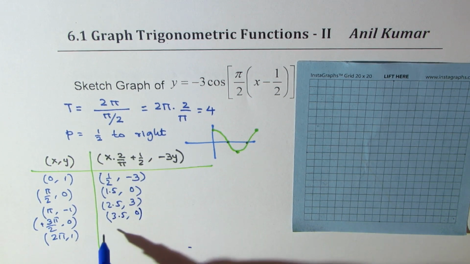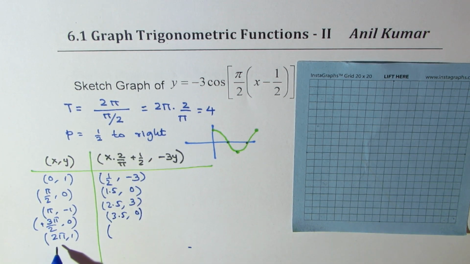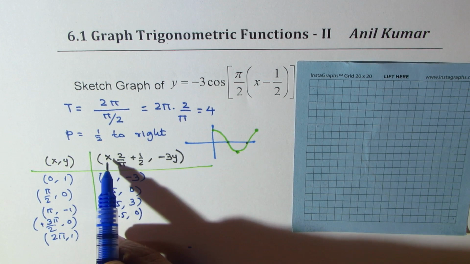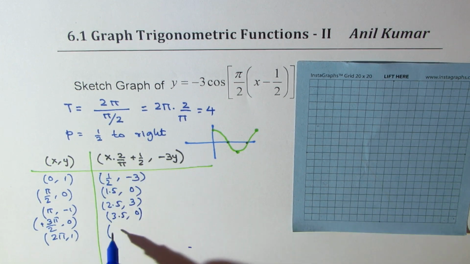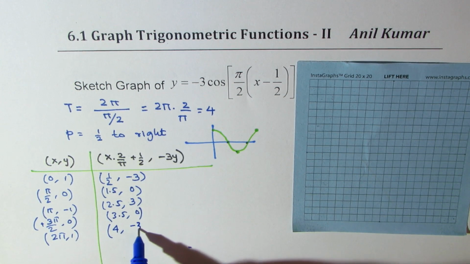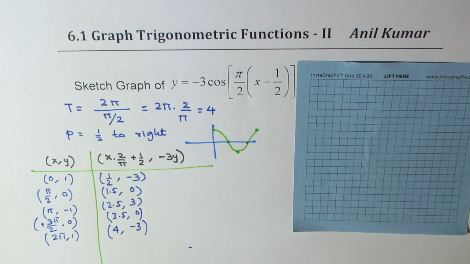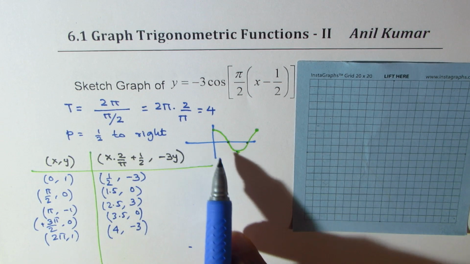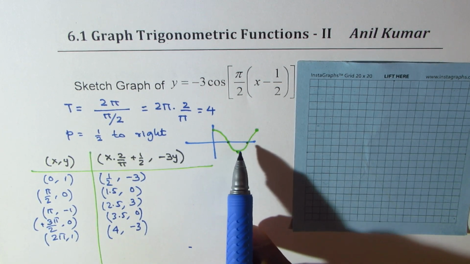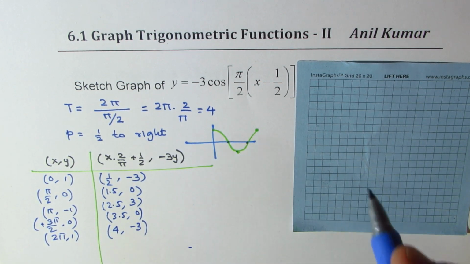0 remains at 0. For the last point, which is 2 pi, pi cancels, we get the value 4, and 1 becomes minus 3. Correct. So these are your transform points. Okay, so that is one way of doing it. Now for simplicity, what I'm going to do is just sketch one particular wave as shown here, transformed one, of course, right?